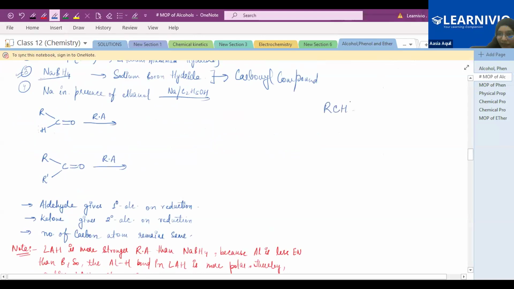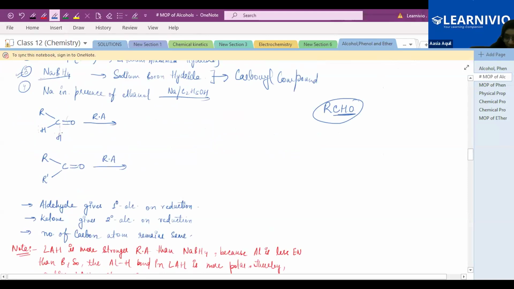RCHO group is your aldehyde. What is the CHO group? It is an aldehyde. So we are reducing the aldehyde. If you are using the reducing agent, what will happen over here? Again, do the same thing. Two hydrogens we have to add.